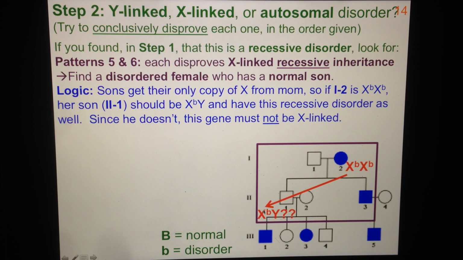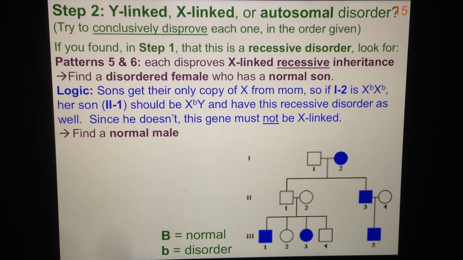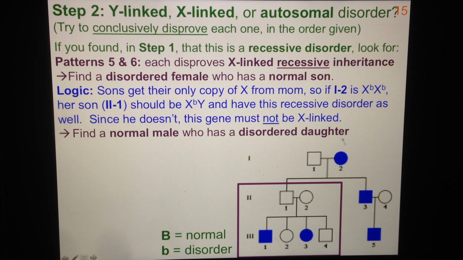Okay, so that's pattern 5. Pattern 6 is kind of the opposite. So you need to find a normal male that has a disordered daughter. Okay, so we see that right here. We have a normal father having a daughter who has a disorder. Okay, and that's not possible if it's X-linked.